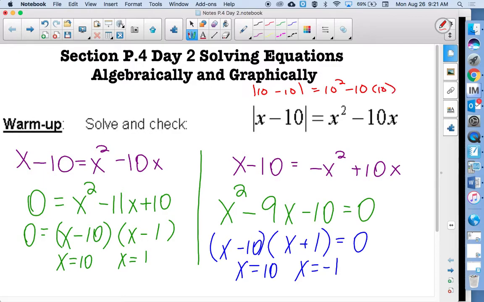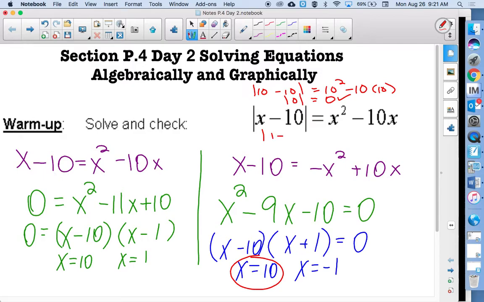So 10 minus 10 is the absolute value of 0. 10 squared is 100 minus another 100 is also 0. So the 10 works, which if it's up there twice, that's probably a good indication that 10 is going to be an answer. Plug in the 1 to see if the 1 works.